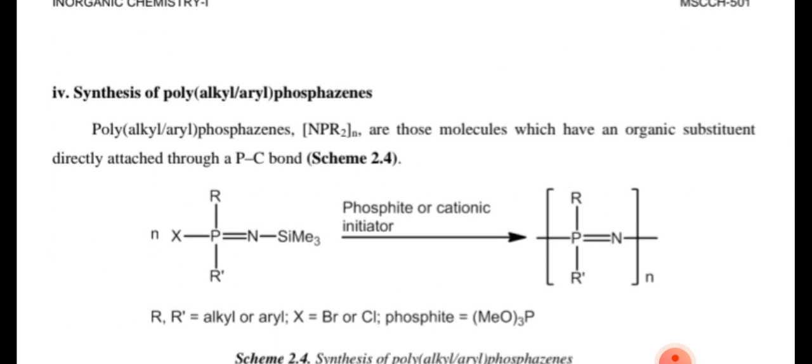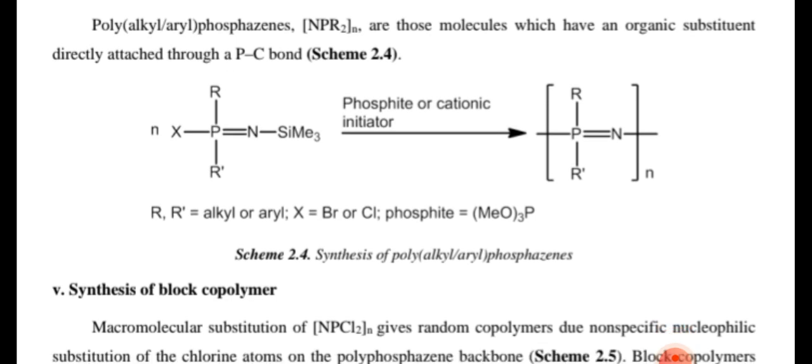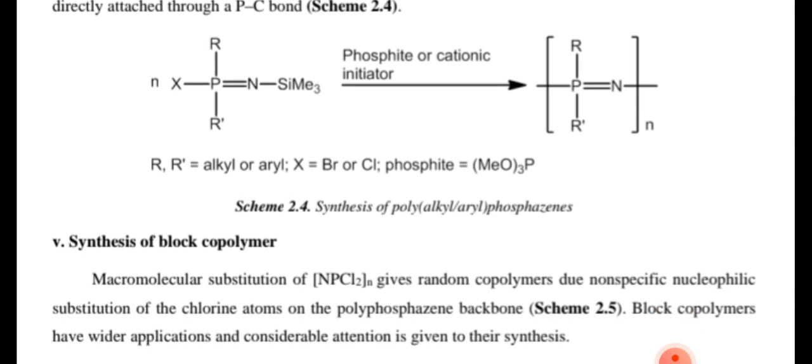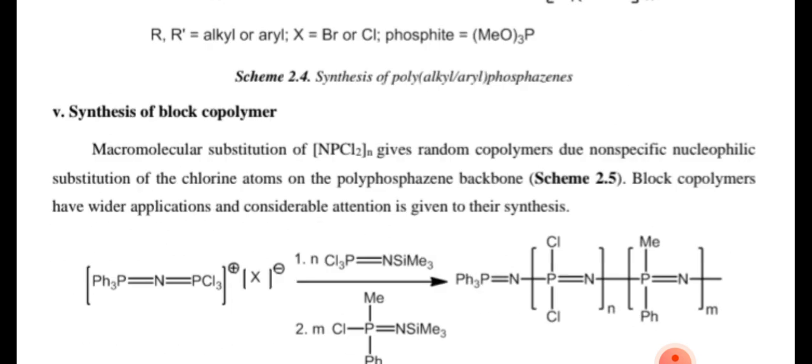Fifth, synthesis of polyalkyl aryl phosphazenes. Polyalkyl aryl phosphazenes, [NPR2]n, are those molecules which have organic substituents directly attached to phosphorus, with no P-Cl bonds, prepared using phosphide or cationic initiators. This is the synthesis of polyalkyl aryl phosphazenes.